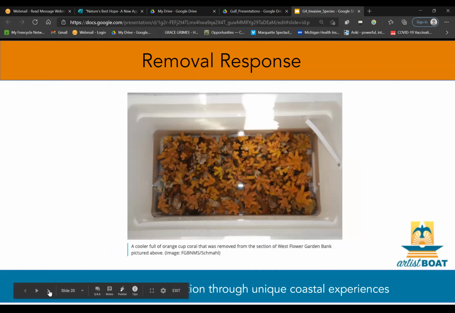So moving to a more positive note, how are we starting to get rid of the orange cup coral? Well, the primary response has been physical removal. So by keeping the cup coral from becoming too established, the hope is that it'll lessen its impact on native coral and sponge populations. As one example, in July 2012, sanctuary researchers discovered a section of reef at West Flower Garden Bank that was covered in orange cup coral. And within 45 minutes, they removed 200 colonies.